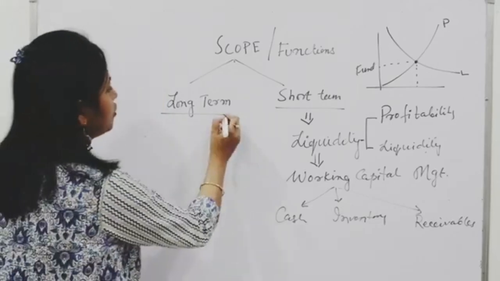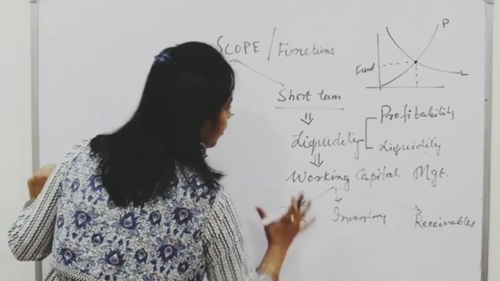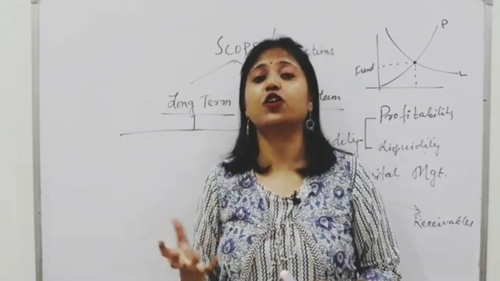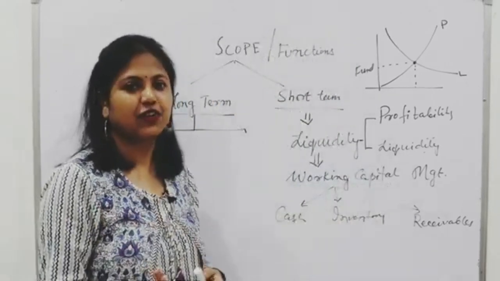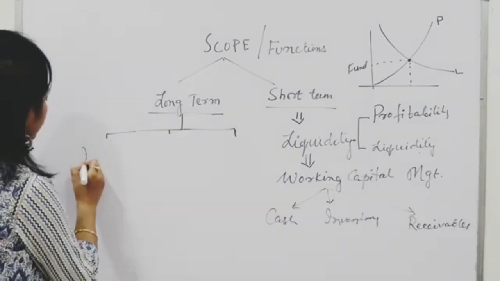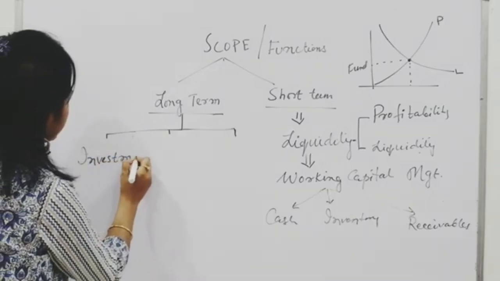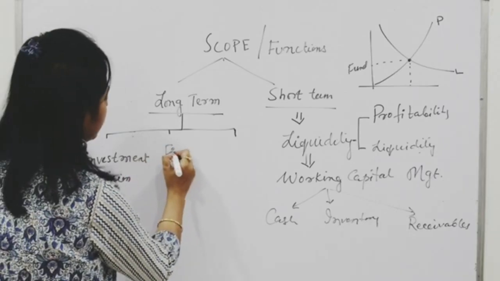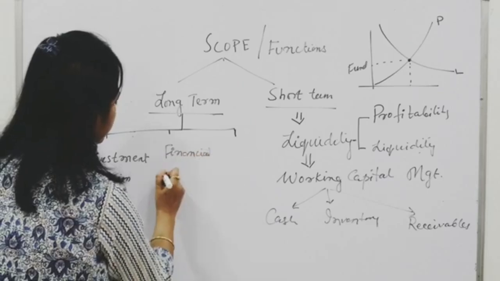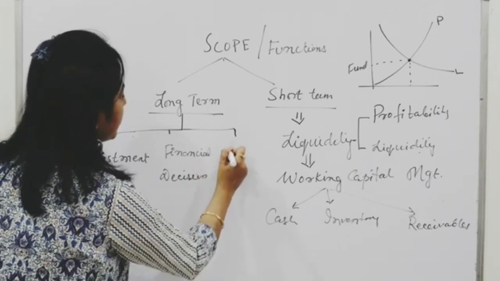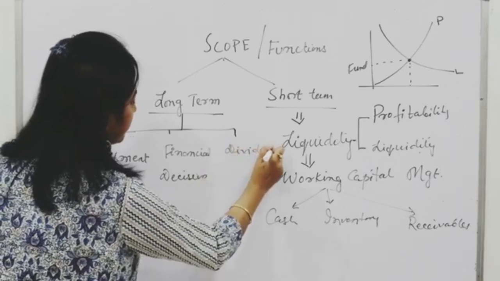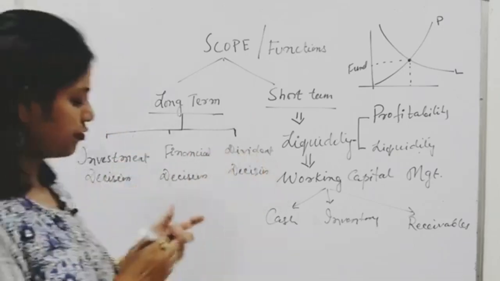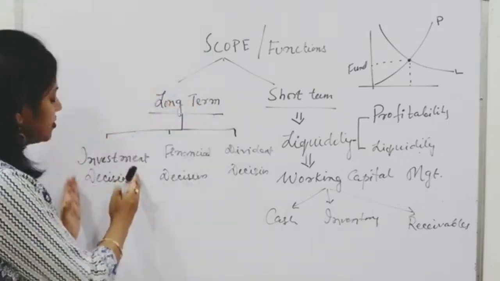Now let's go to long term. So you know that you need money for your regular operation, but you also need money for long term purposes. You need to invest money on long term investments, right? Capital assets. So under long term we have investment decision, financial decision, and the last one is the dividend decision. So friends, these are the three important aspects of long-term finance decision. Okay, let's start. First one is the investment decision.